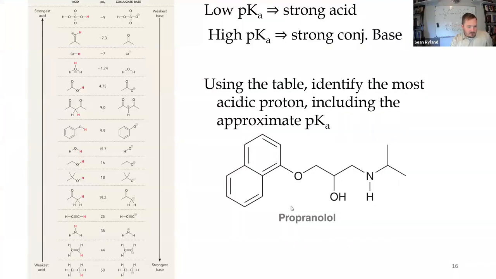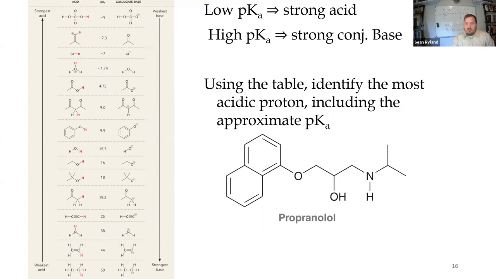All right, so one of the ways that tables like this are useful is that it's going to allow us to look at the different possibilities for which protons might be more acidic than others by looking at what's around them and figuring out what's going to make things more acidic. And in general, things that are more acidic are going to be protons that are next to electronegative elements.